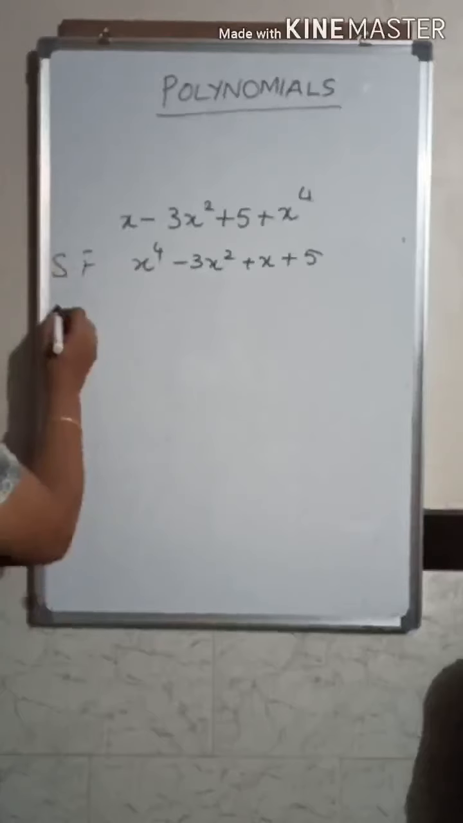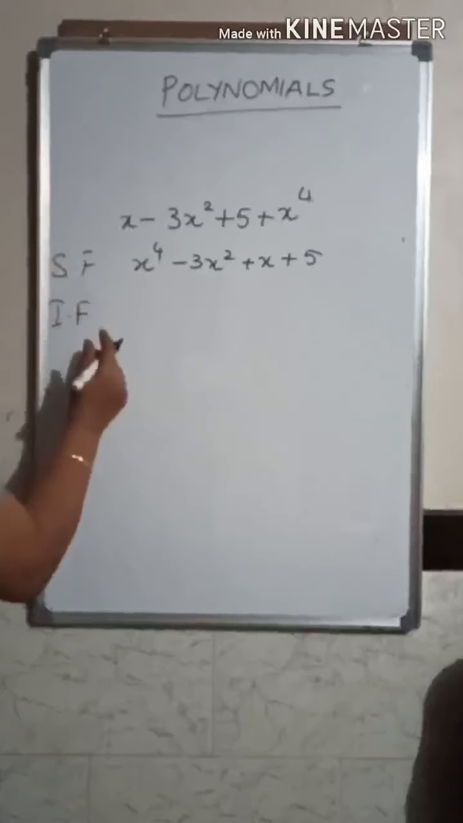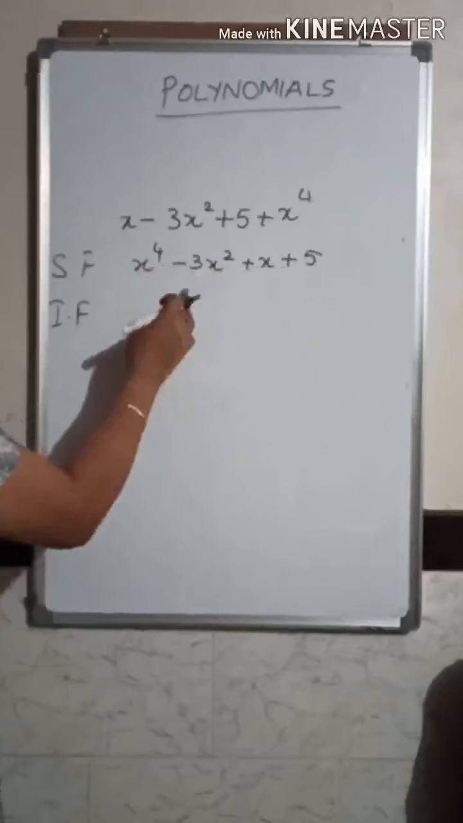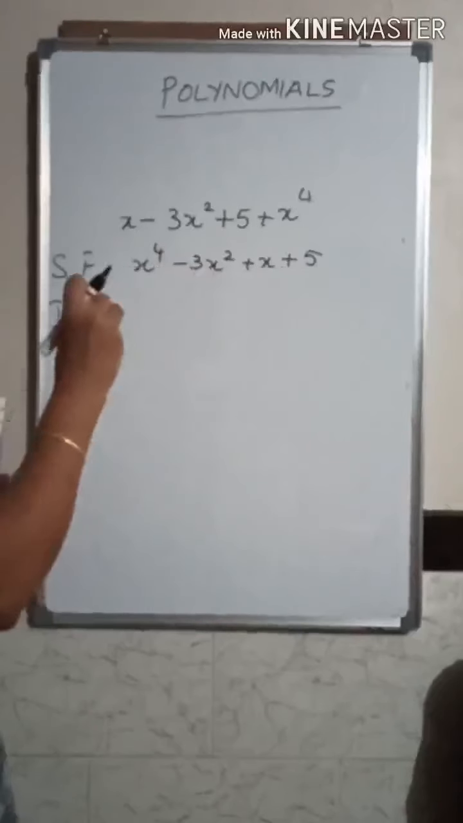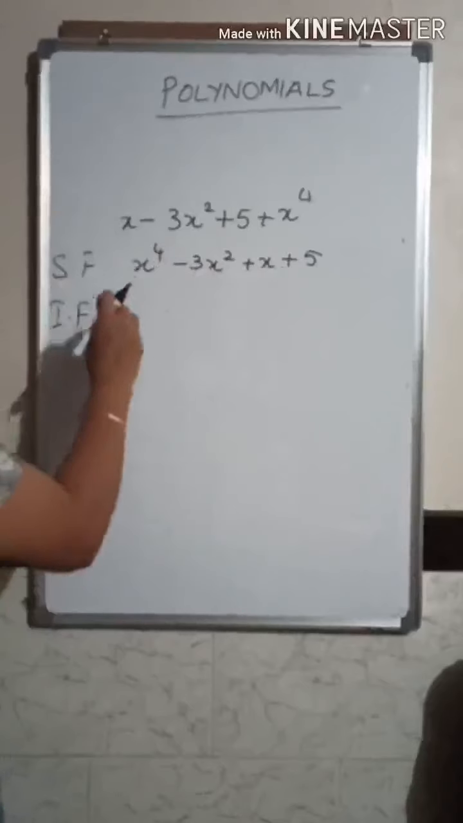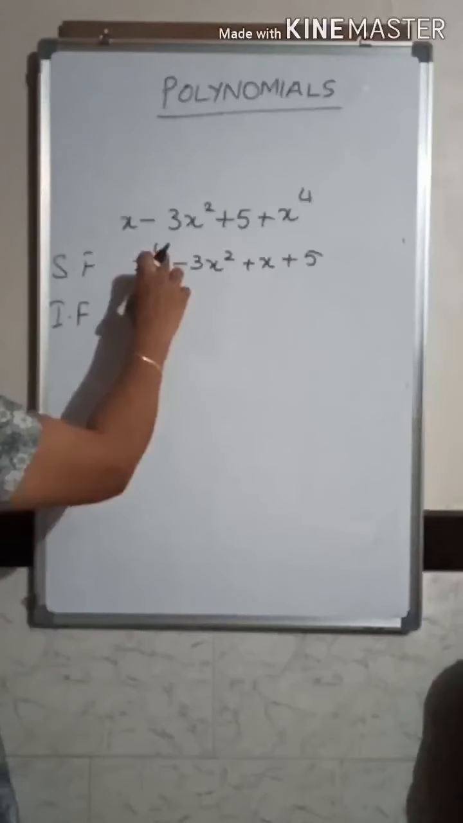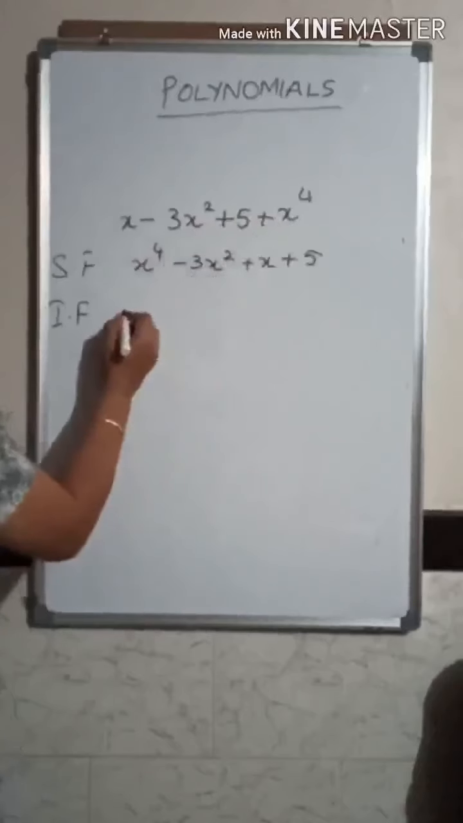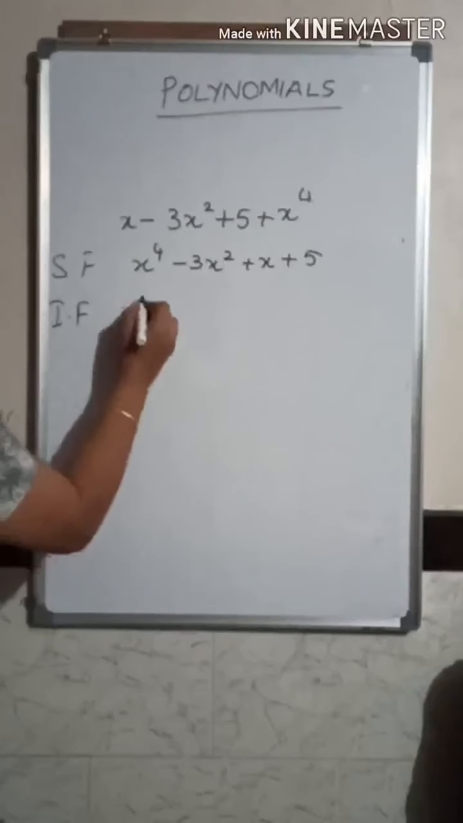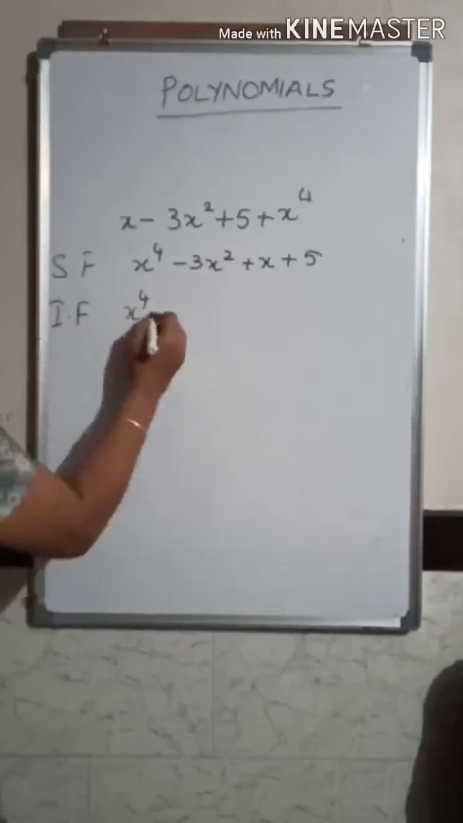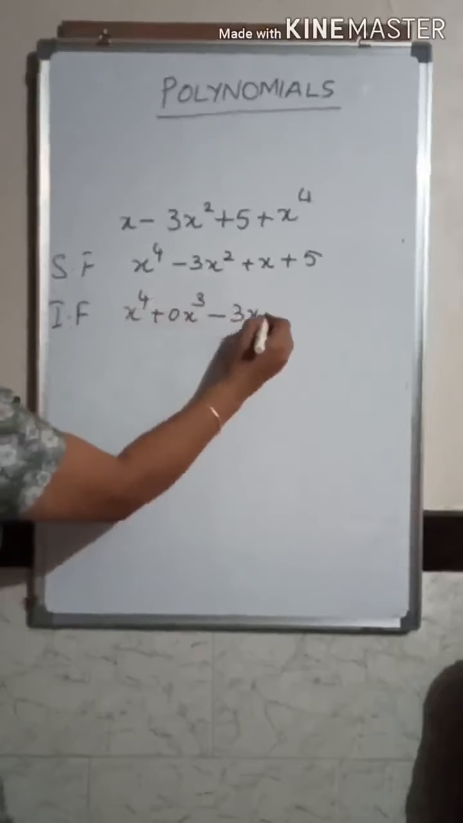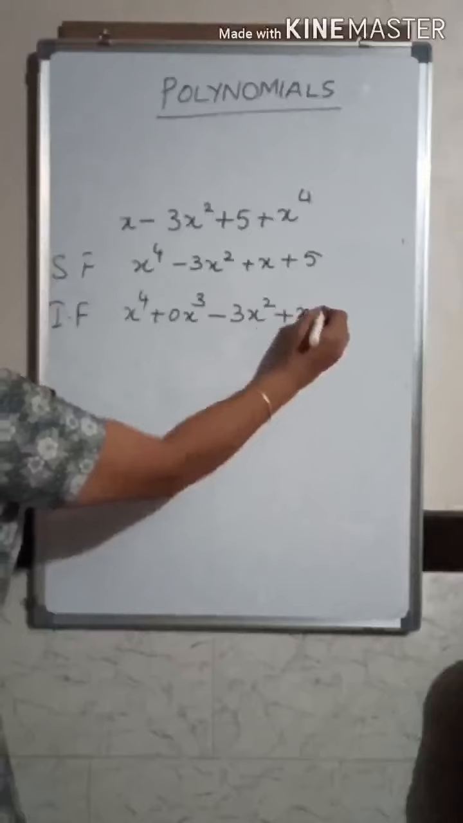Now to write the index form of the polynomial, whichever term is missing from this given polynomial, you have to introduce those terms by taking 0 as its coefficient. So here you have got x to the power of 4. After x to the power of 4, the next index should be 3, then 2, then 1, then the constant. So when you write it in the index form, you write this as x to the power of 4 plus 0 x cube minus 3x square plus x plus 5.